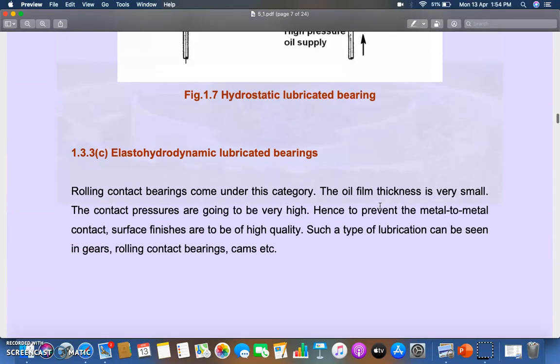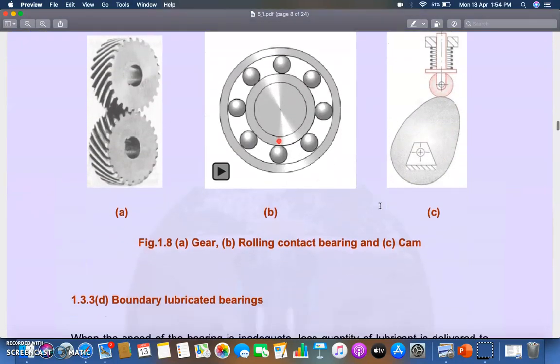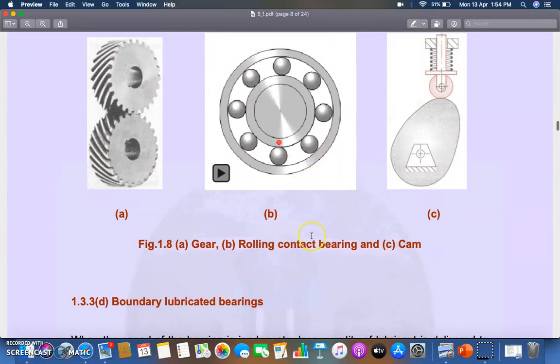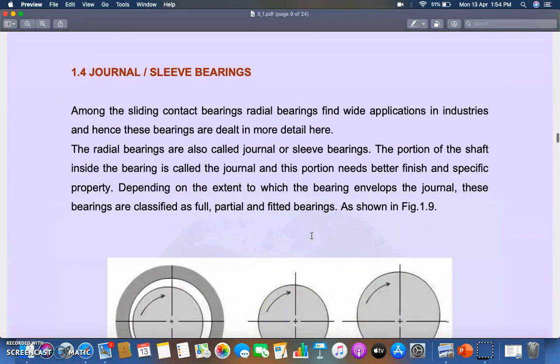I am not going through elasto-hydrodynamic lubricating bearing, which is not part of your syllabus, then gear and roll, then boundary lubricating bearing, solid film lubricating bearing.